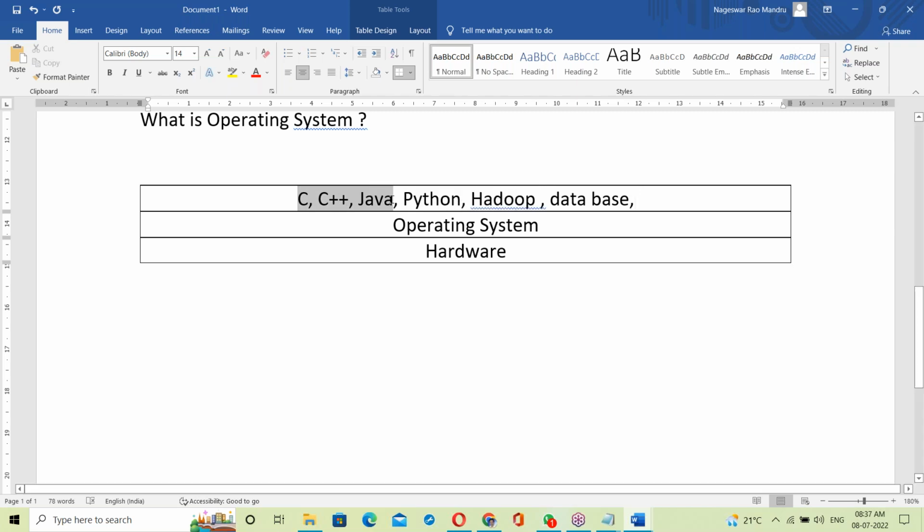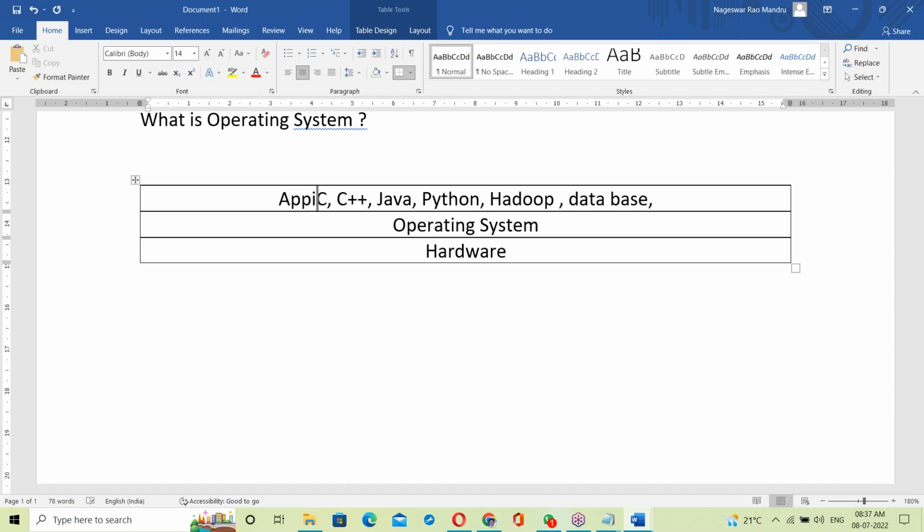Maybe some languages, tools, or packages, all run on top of the OS. Without OS, these programs cannot run. So the OS gives the platform to run all the programs. These are all application softwares.